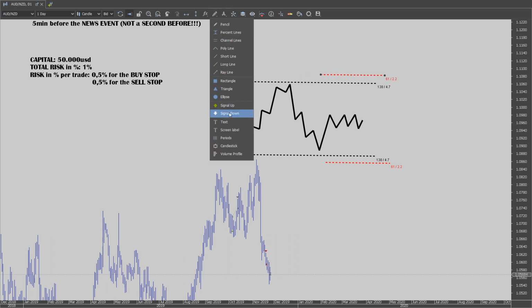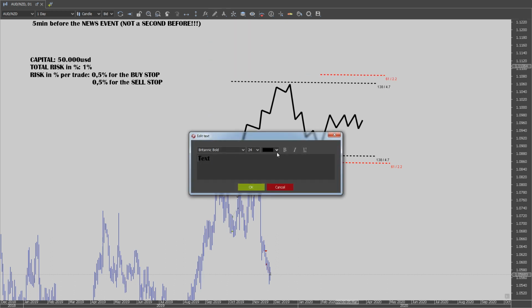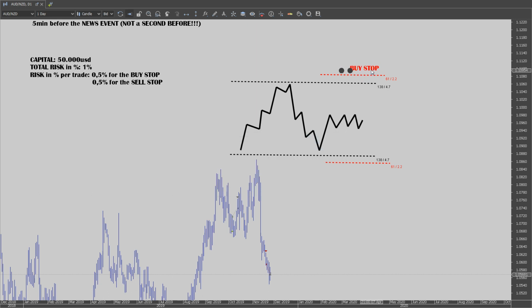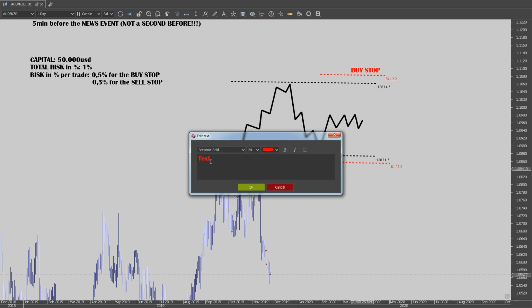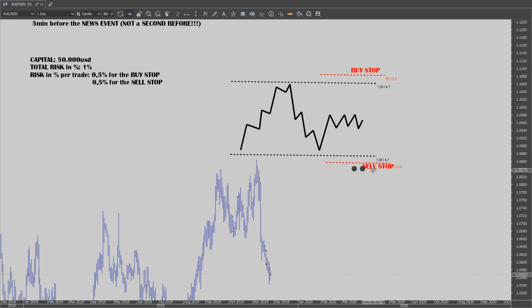So we are going to enter with a buy stop order. Let's make it red. So a buy stop order up in here 5 minutes before the news event, and a sell stop, and we are going to enter. Akos, what is 250 with the sell stop, right?